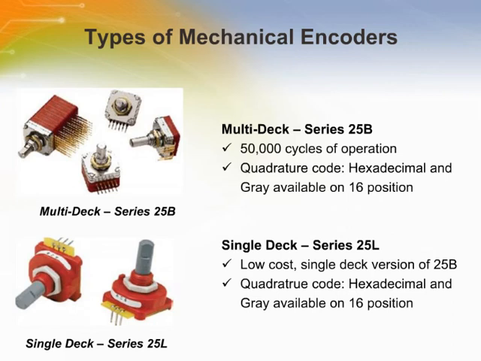Grayhill's 25B multi-deck mechanical encoder outputs a code called quadrature, which happens to be the same output code used in most Grayhill optical encoders. BCD and Gray code are available as standards on the 16-position models. Its applications include avionics navigation systems, commercial oven controls, and medical devices. The 25L series product outputs quadrature code and is also available with BCD and Gray code on the 16-position models.